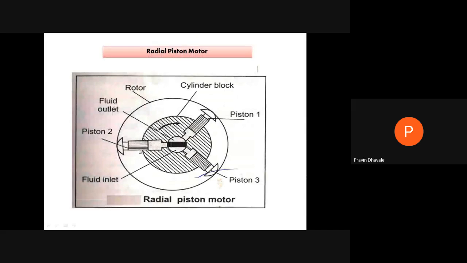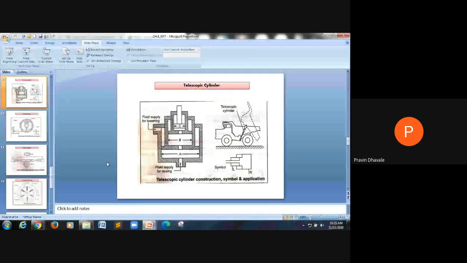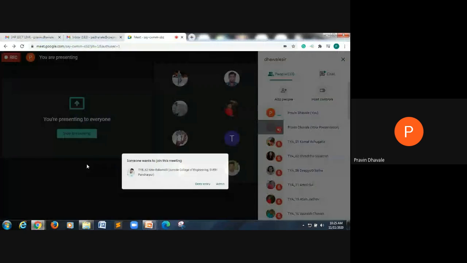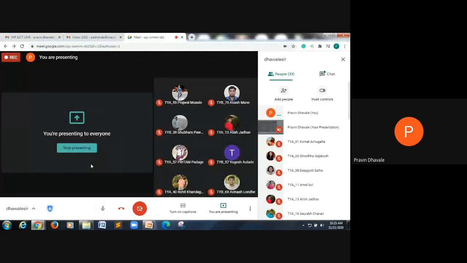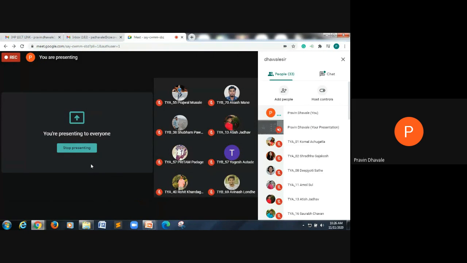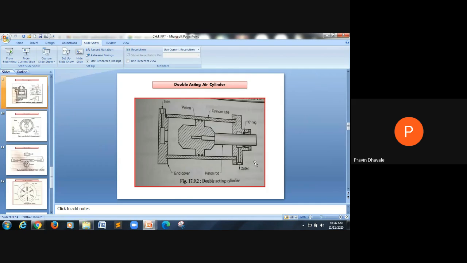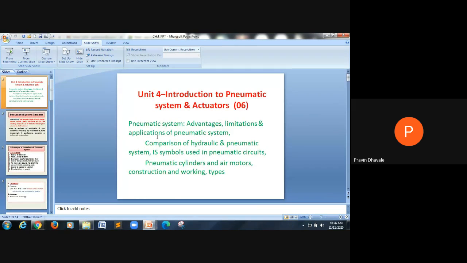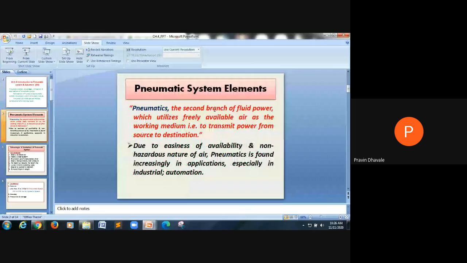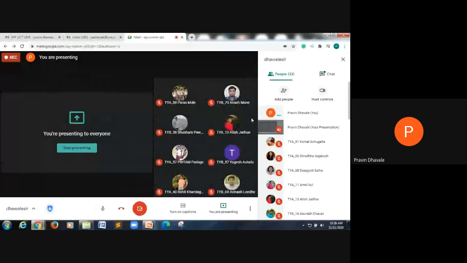So in this way, we are studying different types of actuators, pneumatic actuators, right? This is the fourth chapter, in which we have to focus on an introduction to the pneumatic system and actuators, right? So this is the brief review of the fourth chapter.